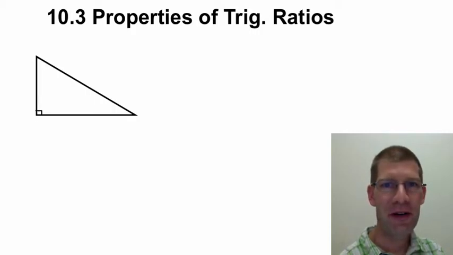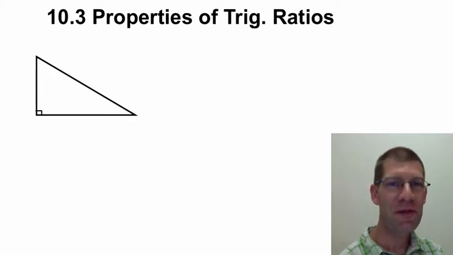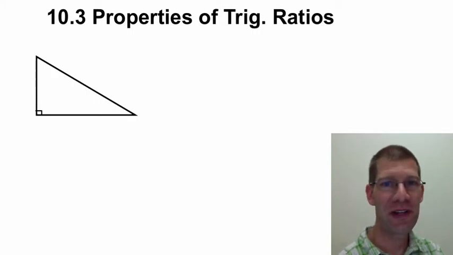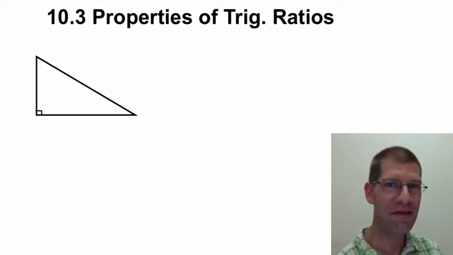Hi, today we're talking about Chapter 10, Section 3, Properties of Trig Ratios, or Trigonometric Ratios. This is one of the sections that I don't necessarily love because it requires memorizing some of these equations. I'm going to go through and try to show why they are. That's a lot easier for me if I understand why, as opposed to just trying to memorize weird random stuff.